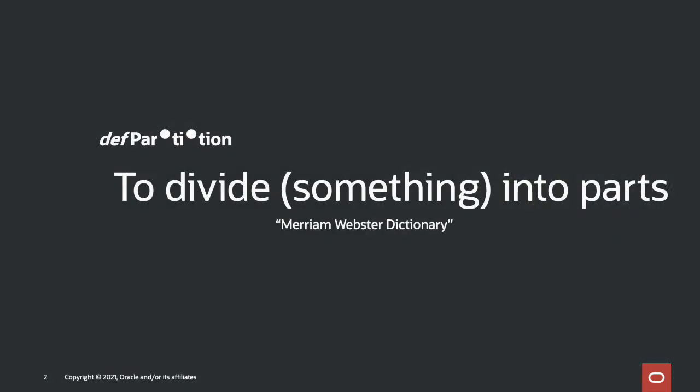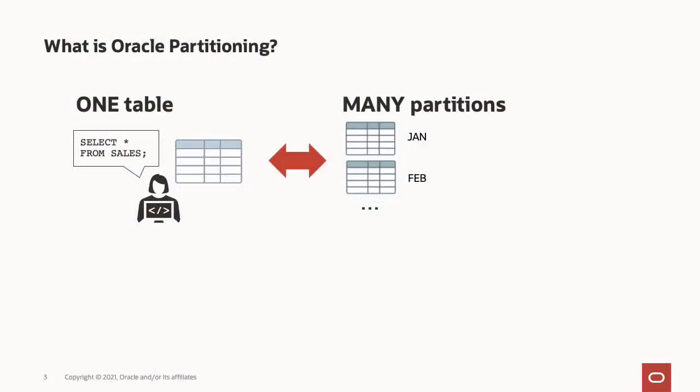Partition, to divide something into parts. Well, this is exactly what Oracle partitioning is doing for you for your tables or indexes. Oracle partitioning enables you to take one logical table and to divide it into many physical independent partitions where each partition contains a subset of the table.